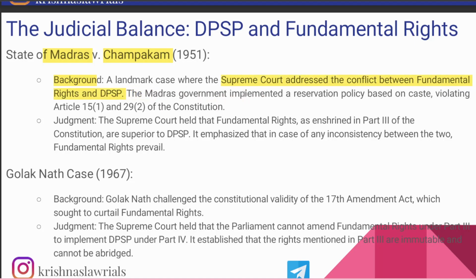So here the Madras government implemented a reservation policy based on caste, violating Article 15 and 29 Clause 2 of the Constitution. So this is the background, and the judgment given is that the Supreme Court held that fundamental rights enshrined in Part 3 of the Constitution are superior to DPSP. It emphasized that in case of any inconsistency between the two, that is DPSP and fundamental rights, always fundamental rights will be prevailing.